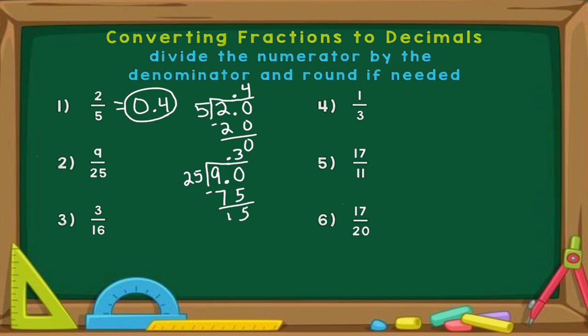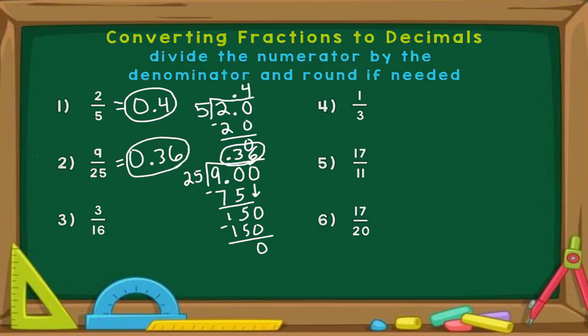So we can extend this division problem by putting another 0 on the end. A 0 to the right of a decimal doesn't change the value. So we're not changing the problem at all. Now we can bring that 0 down, and we have 150 divided by 25. And we can pull 6 whole 25s out of 150. 6 times 25 is 150. And we get that clean-cut 0. So we do not need to go any further. We are done. Our answer is 36 hundredths. So 9/25 is equal to 36 hundredths.